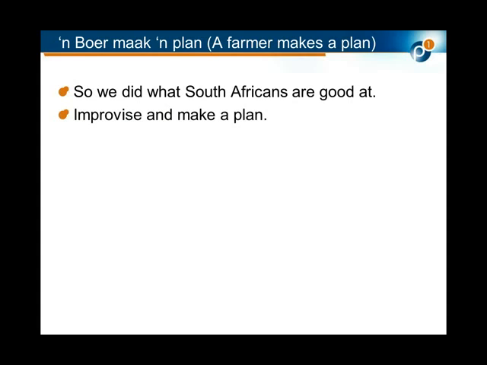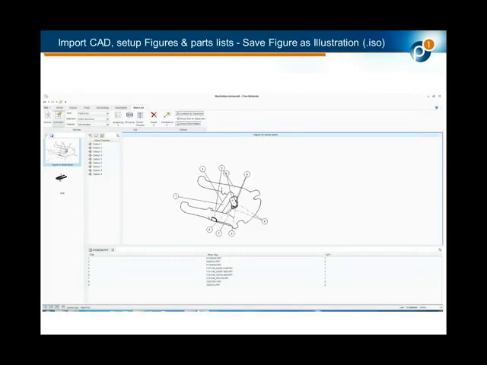So we started with Creo and the Creo process, where you've got your various illustrations on your left-hand side with your figures. And as you can see on the right-hand side, you do have your illustration itself and what it looks like. And you've also got your parts list at the bottom of that. You're then able to output your ISODraw file from here and open that and place it inside your Arbortext Editor.